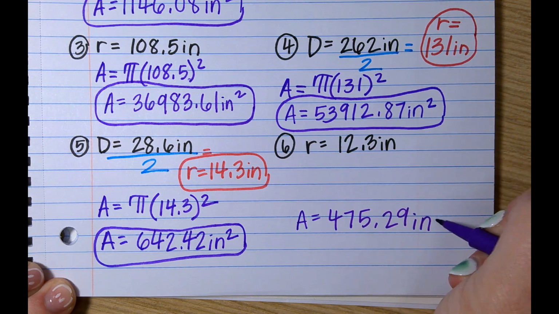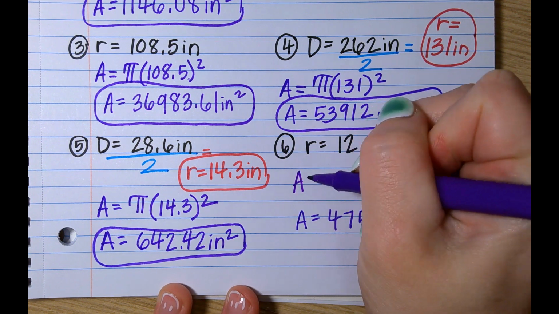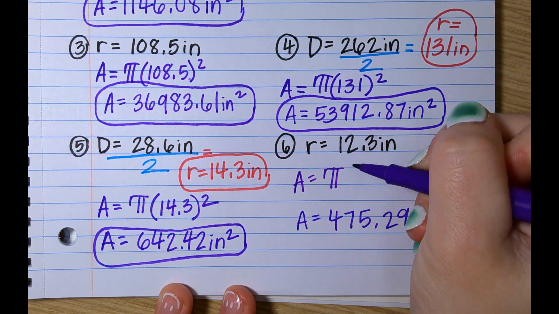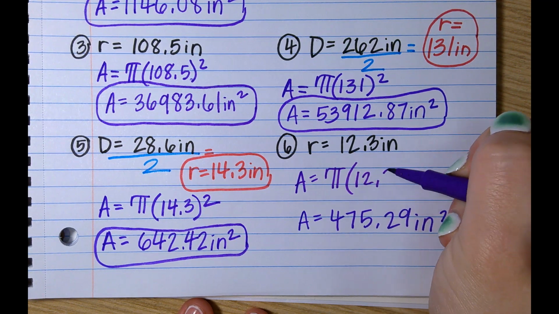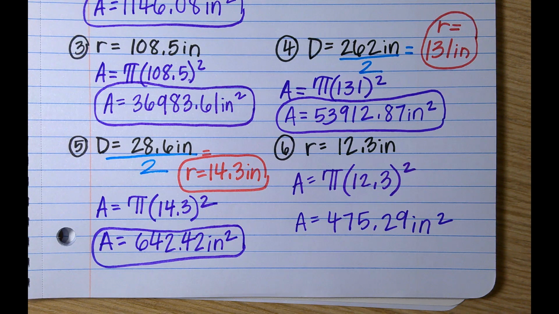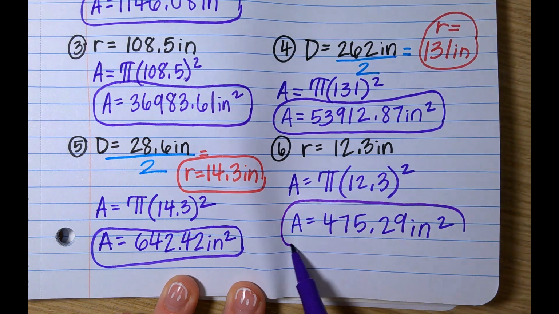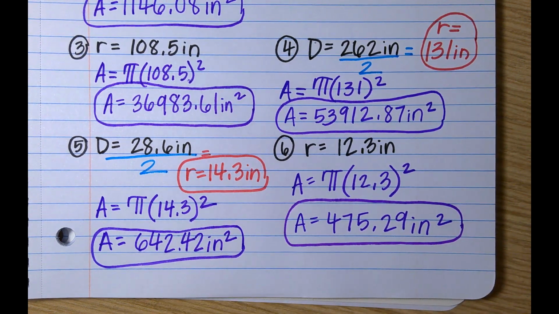475.29 inches squared. And how'd you get that? Took pi times 12.3 squared. Perfect. Pi times 12.3 squared. So I'm going to just double check, type it in. Second pi 12.3 squared. Yep, I got the same thing. 475.29 inches squared. Awesome. Okay, nice job, guys. Very nice.